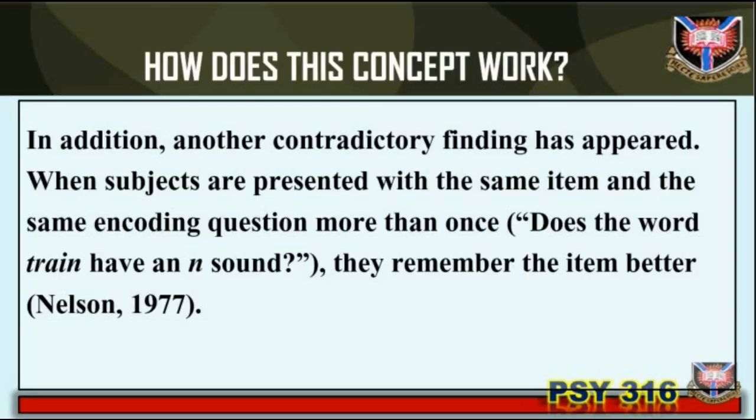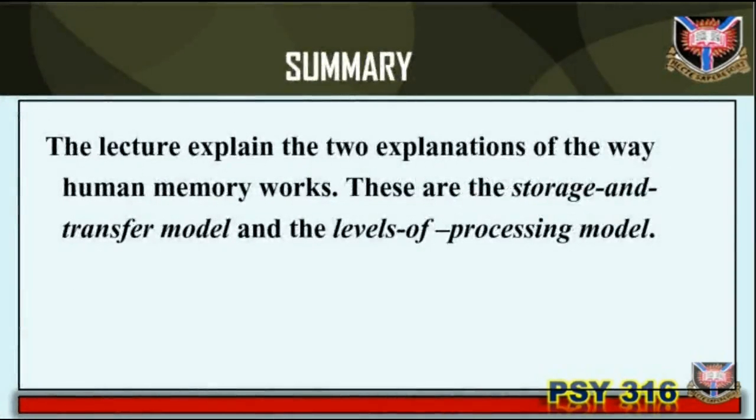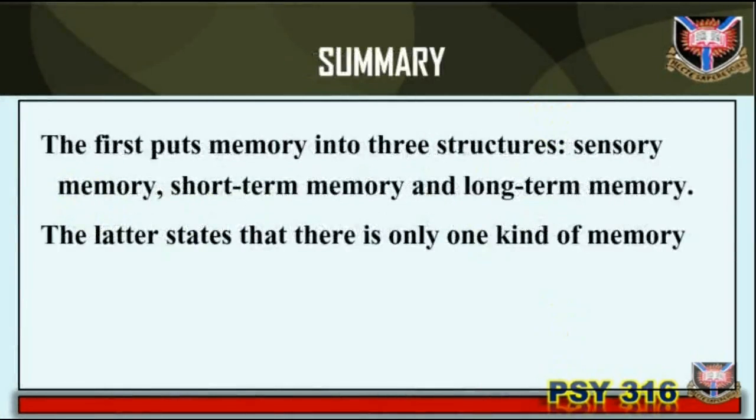Summary. The lecture has been able to explain the two most popular explanations of the way human memory works. These are the storage and transfer model and the levels of processing model. The first puts memory into three structures: sensory memory, short-term memory, and long-term memory. The latter states that there is only one kind of memory, in which how deep or shallow the processing of information is determines its ability to be recalled.